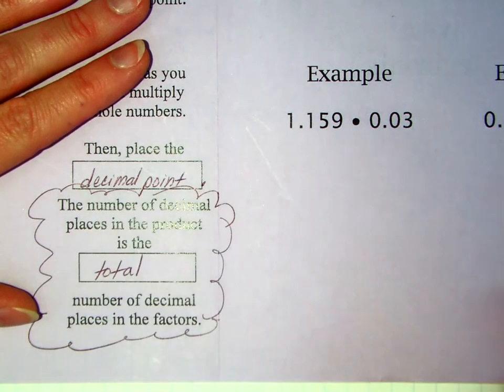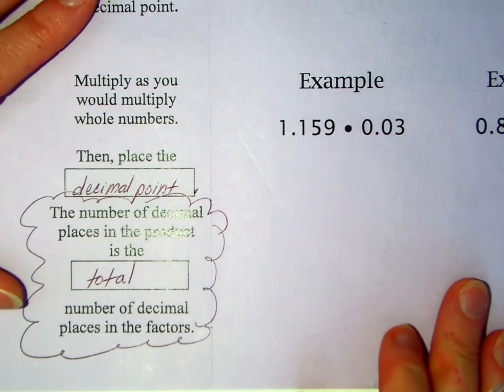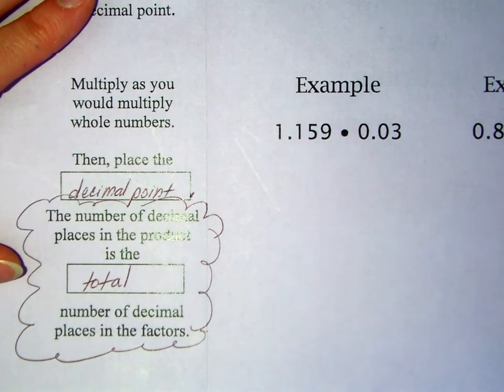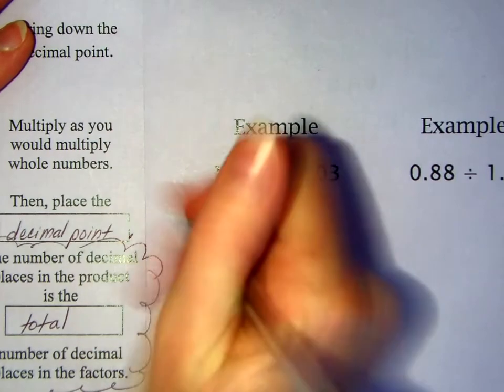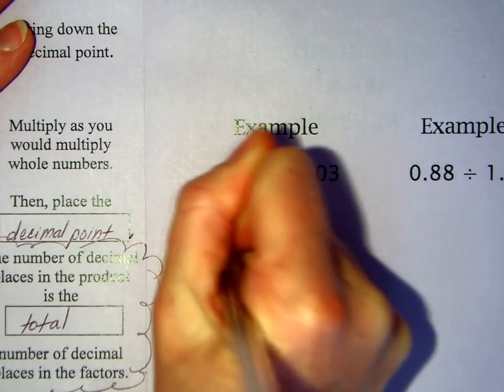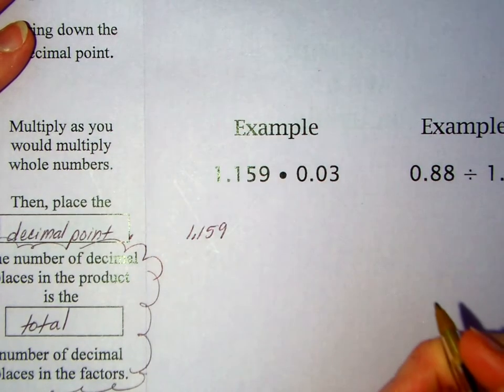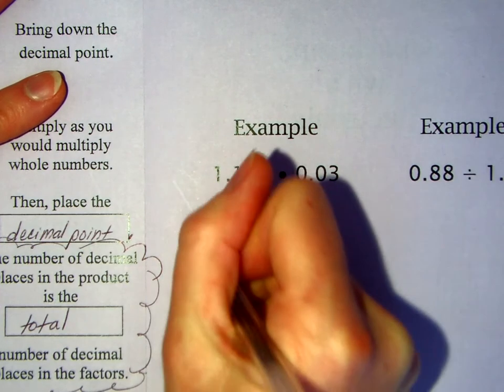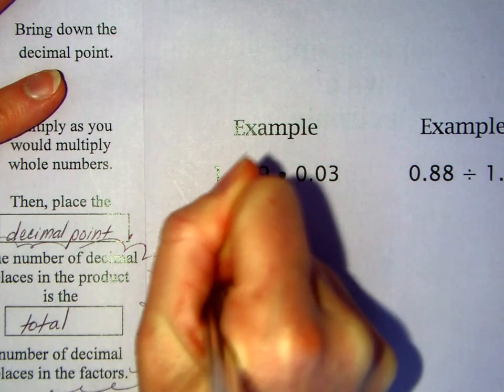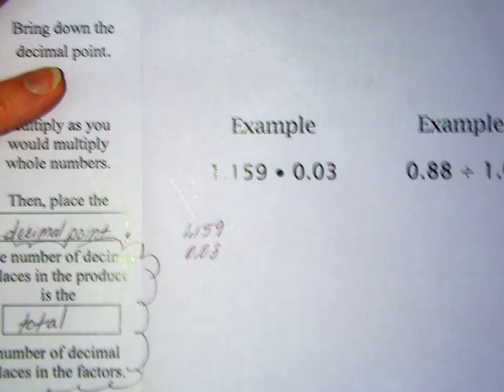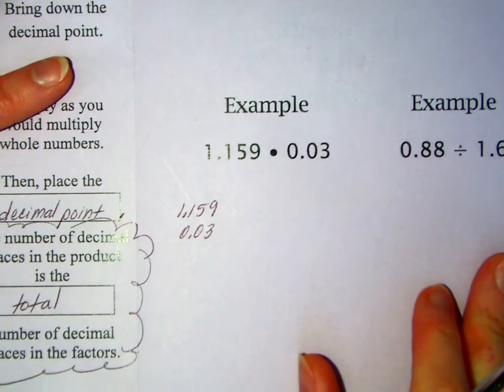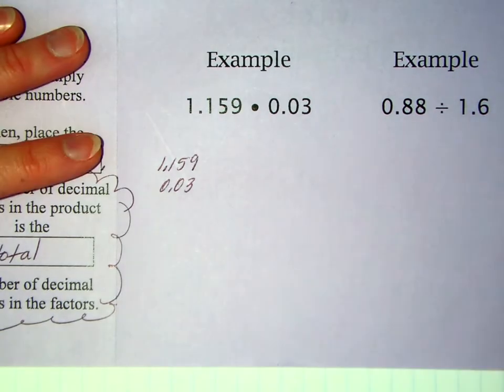We're going to see how that plays out mathematically, and I'm still going to mention the powers of 10 as I did in class. So we're going to have to take 1 and 159 thousandths and multiply it by 3 hundredths. Except we really want these to look like whole numbers. That is our current goal.